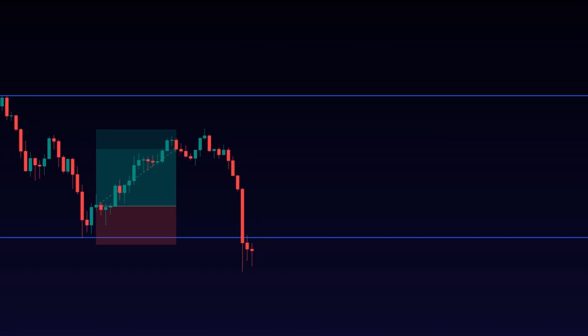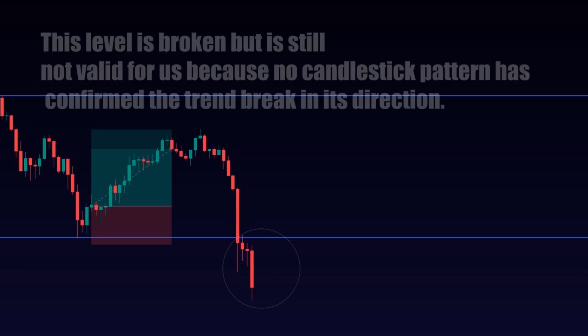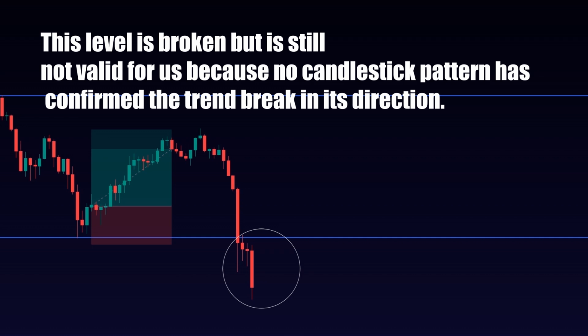As you can see, the price touched our valid support level again. We have a doji candle, or a small-bodied candle. If an engulfing candle forms, we can enter a buy trade. This level is broken, but is still not valid for us because no candlestick pattern has confirmed the trend break in its direction.